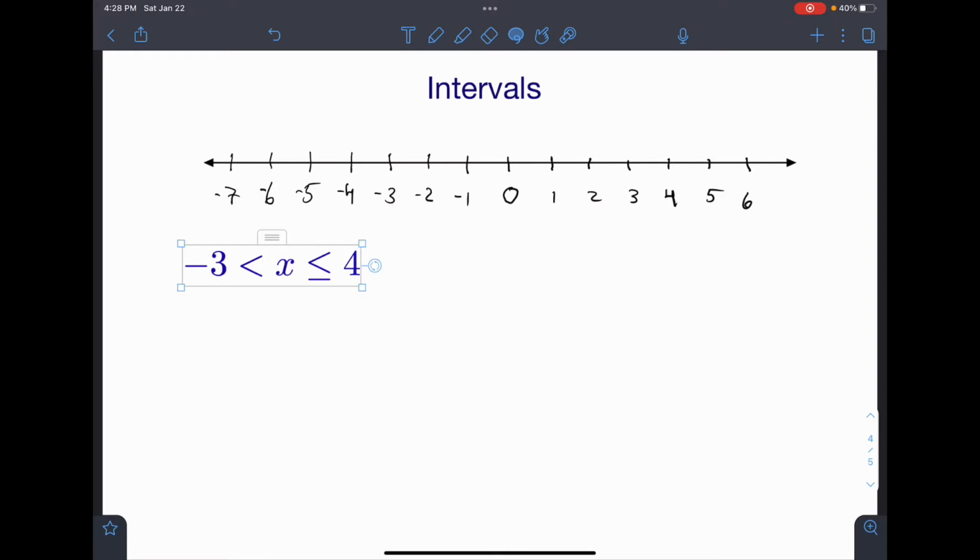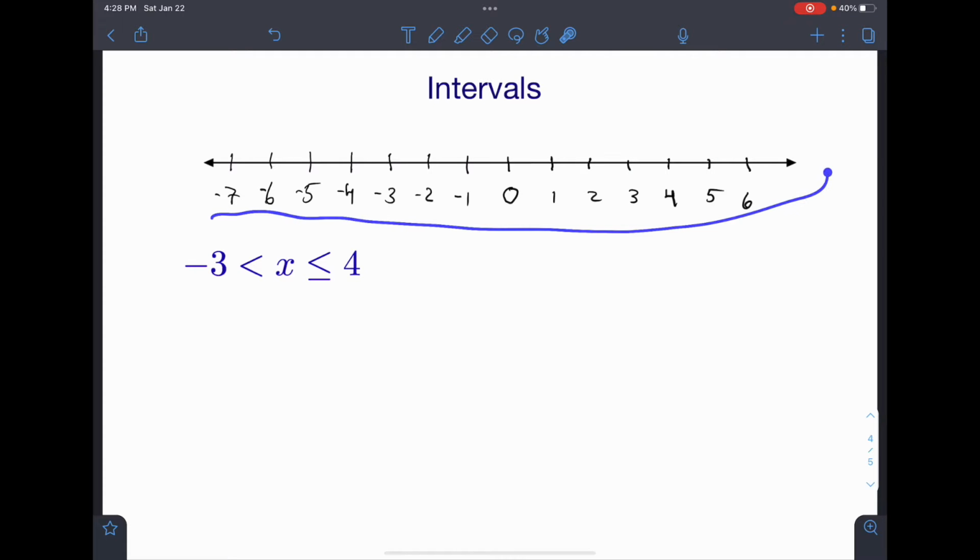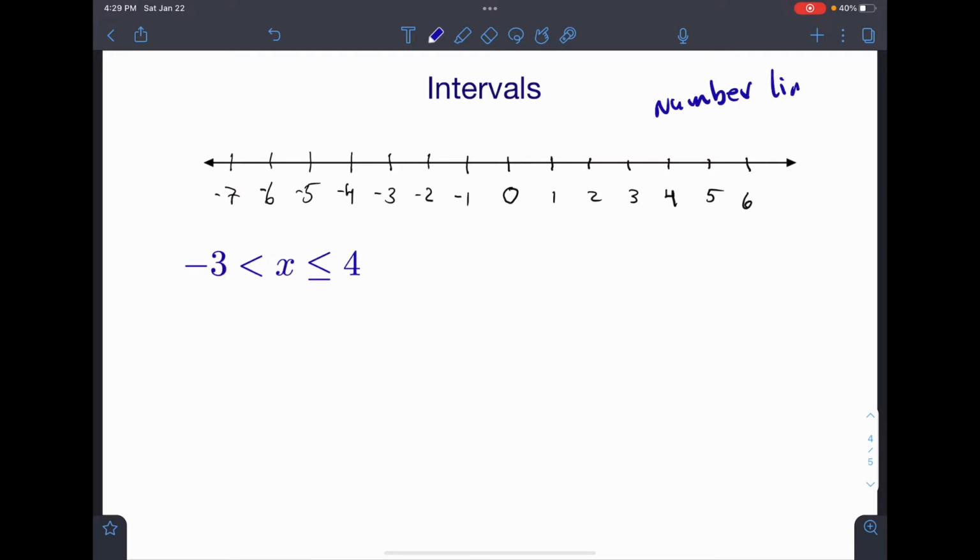Okay, let's talk about intervals now. But first, let's talk briefly about this thing right here that I circled. This thing right here is called a number line, and it's a convenient way of placing every number in its proper order.